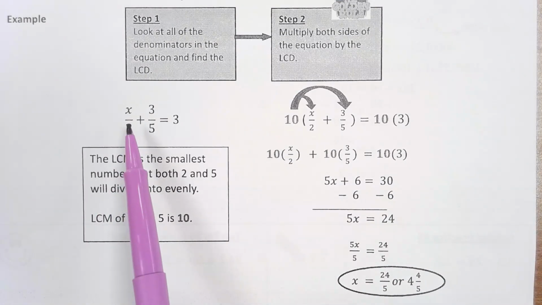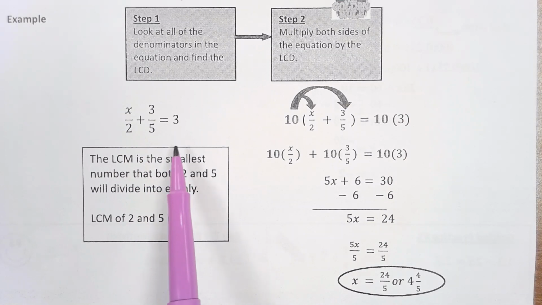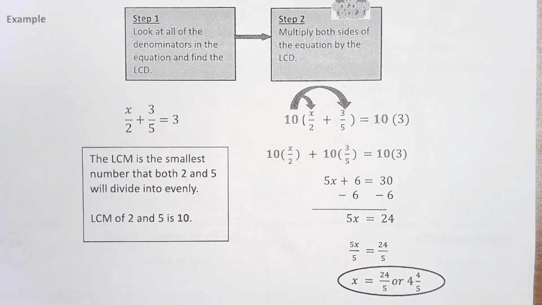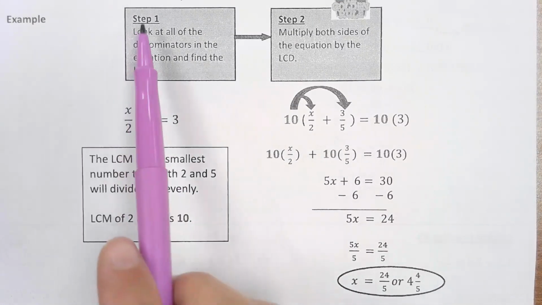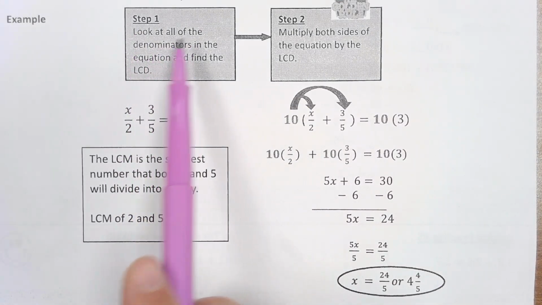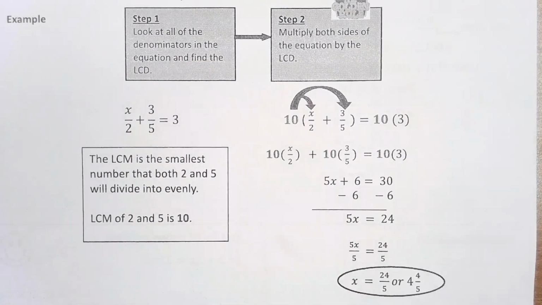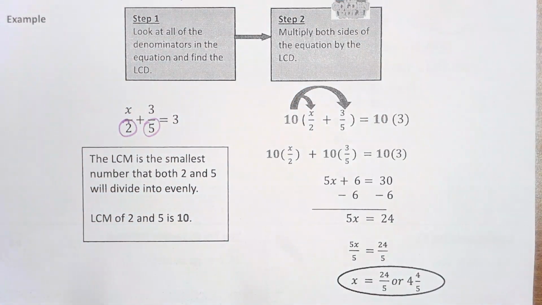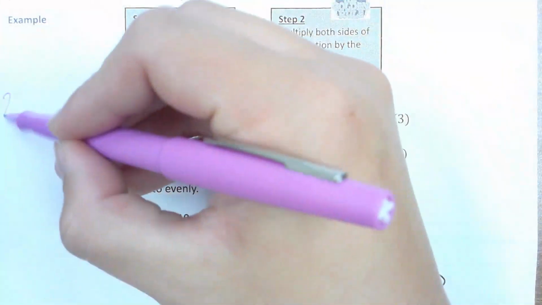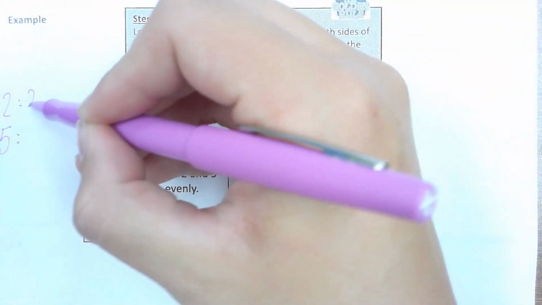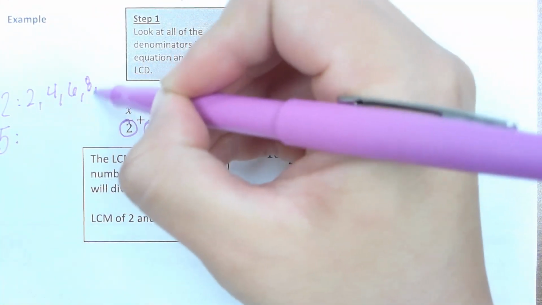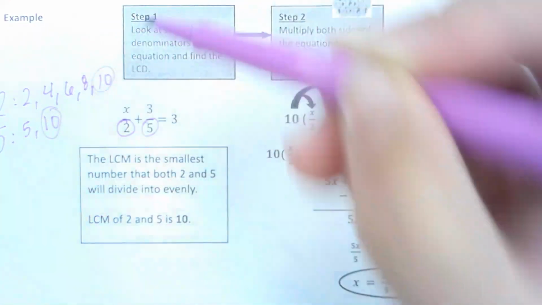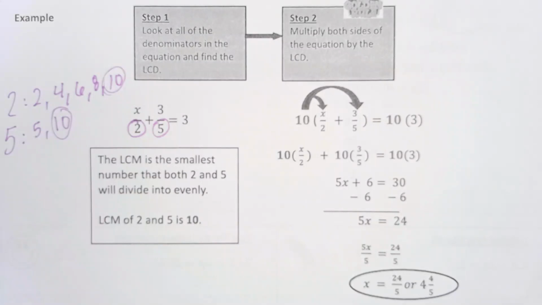So in the equation, x over 2 plus 3/5 equals 3, notice how we have some fractions and you're like, I don't really want to work with fractions today. Your first step, if you want to get rid of them, is to look at all of your denominators and then find your least common multiple. In this case, our denominators are 2 and 5. If I were to list all the multiples of 2 and all the multiples of 5, your least common multiple would be the first number that's common between both of them. So in this case it would be 10, okay?